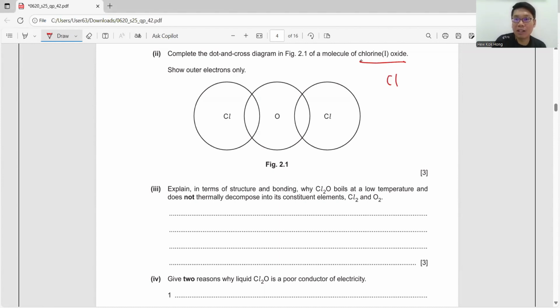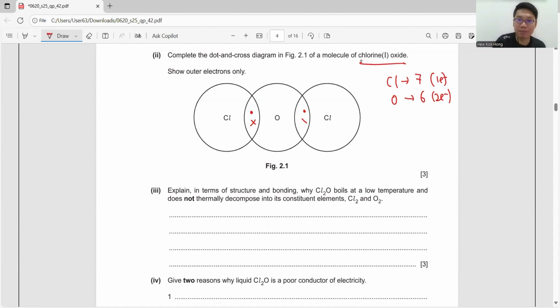So we know chlorine is group 7. Group 7 needs 1 more electron, so they need to share 1 electron. Oxygen is group 6. They need 2 more electrons. That's why they need to share 2 electrons. So after they share the 2 electrons, they will have 4 electrons left. That is 1, 2, 3, 4. For chlorine, after they share 1 electron, they'll have 6 more electrons. Same goes for this. Then part 3.